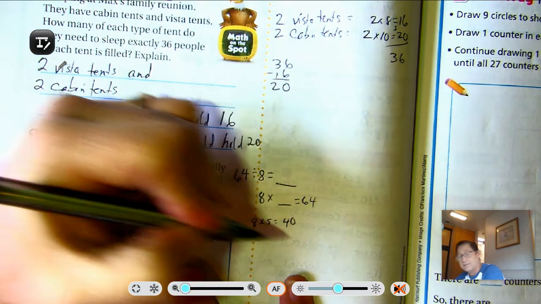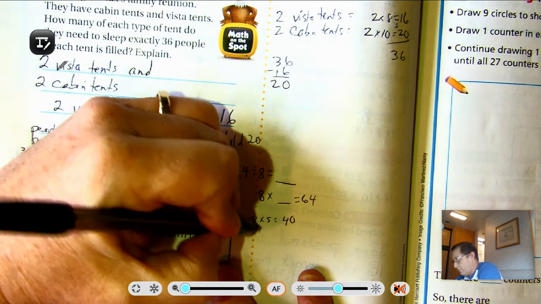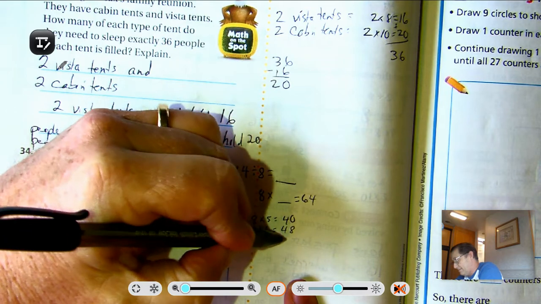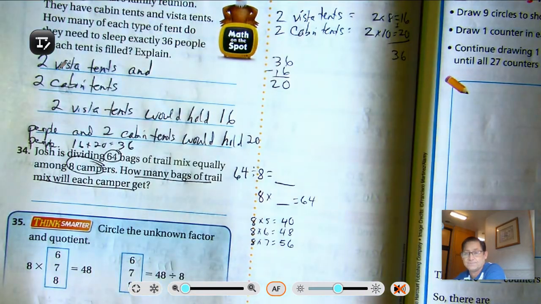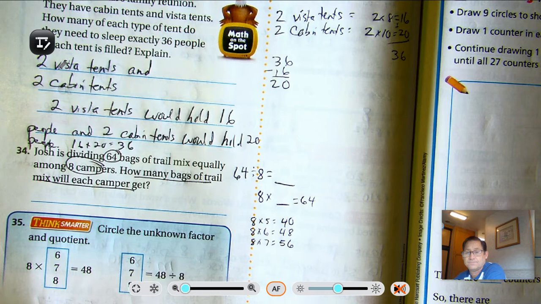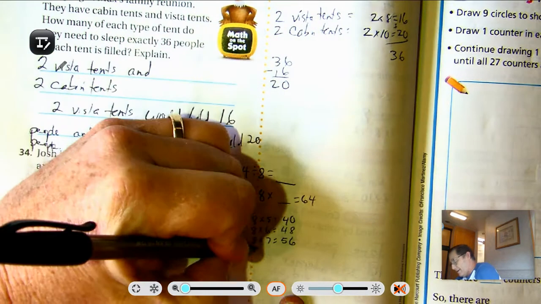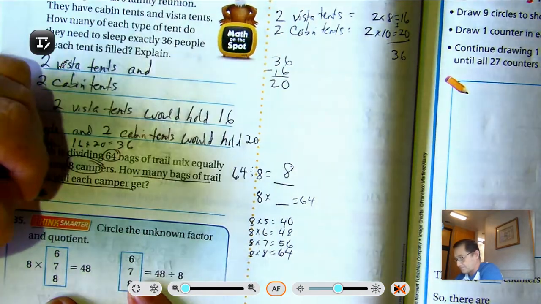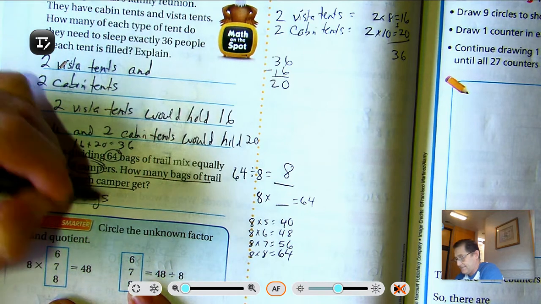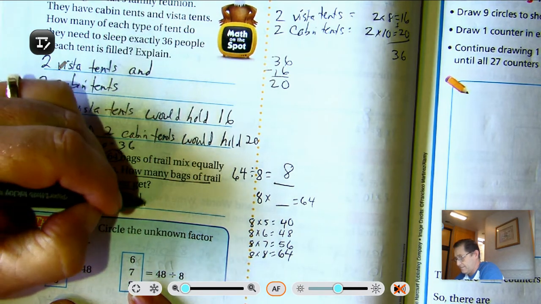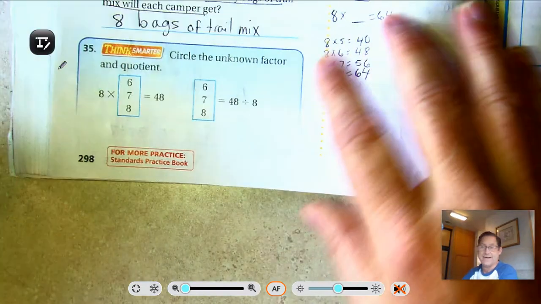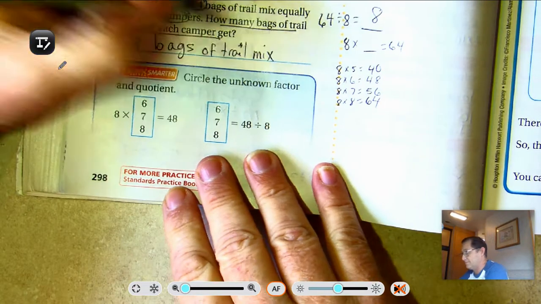40. Okay, so that's a starting point. So 8 times 5, 40. 8 times 6, we're going to add 8 to 40. Now we're at 48. 8 times 7, 56. 8 times 8, 56 plus 8 is 64. Okay, so 8 bags of trail mix. Eight campers, 8 bags, 64 bags of trail mix.